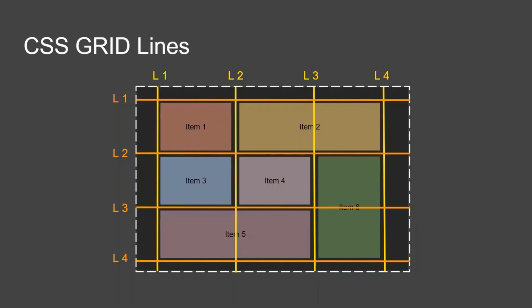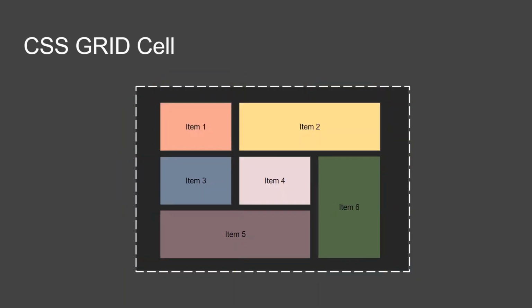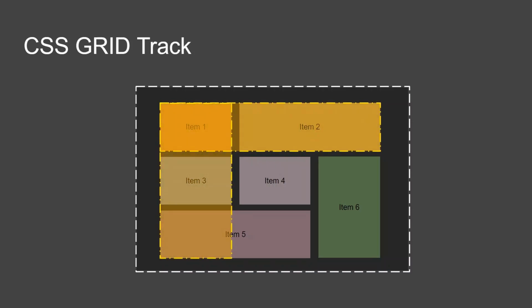Now let's see what a cell is. A cell is a single grid unit as shown in the slide. Item 1 is a cell, and we can merge cells as shown in item 2, which contains two cells. Next thing we should know in CSS Grid is the track. A track can be a row or a column, as shown in the slide's yellow dotted box. And the last thing, which is very important in CSS Grid, is the grid area.